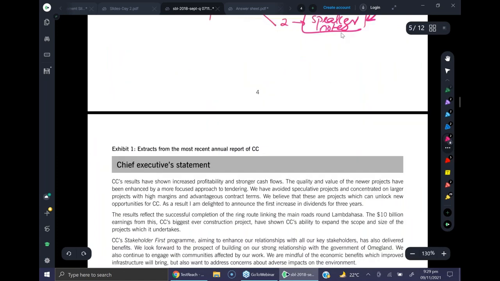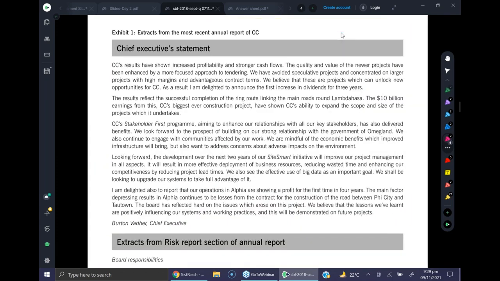Exhibit 1, everyone. It is the extract from the most recent annual report of CC. Let's say that we cannot actually have a WhatsApp group, but I have shared my email address at the beginning. I will share it at the end as well, so you can ask your questions later after these sessions as well.